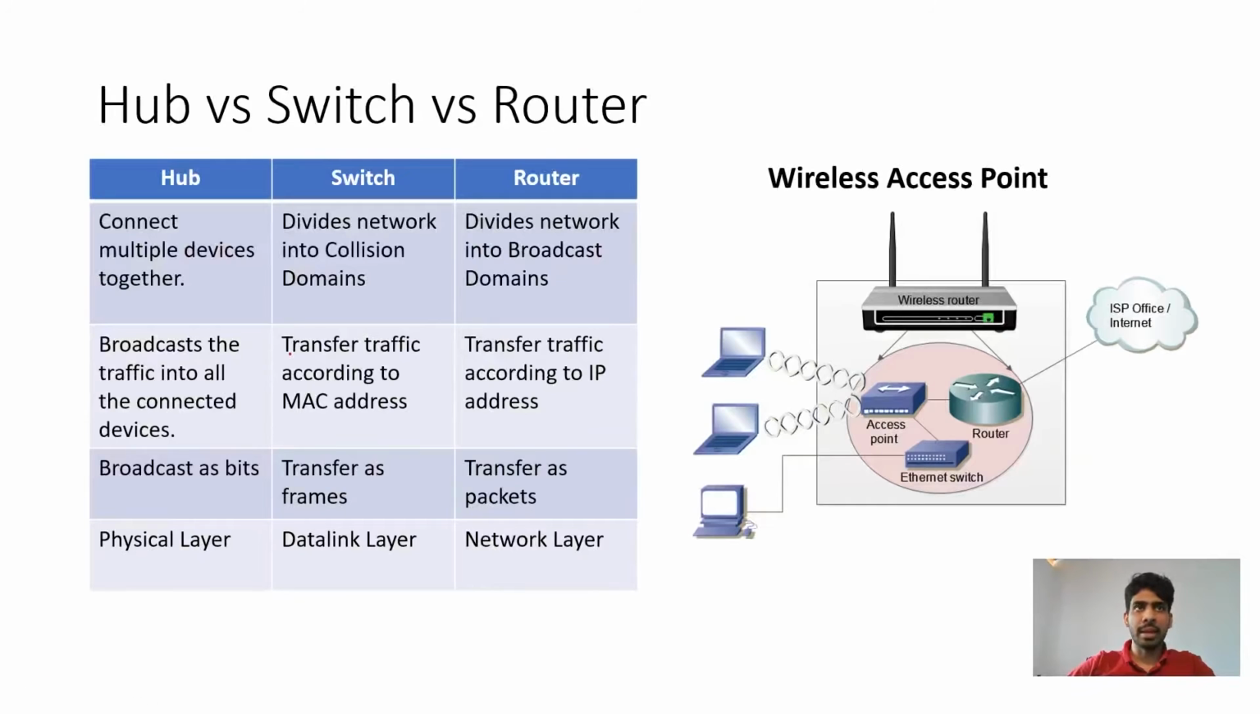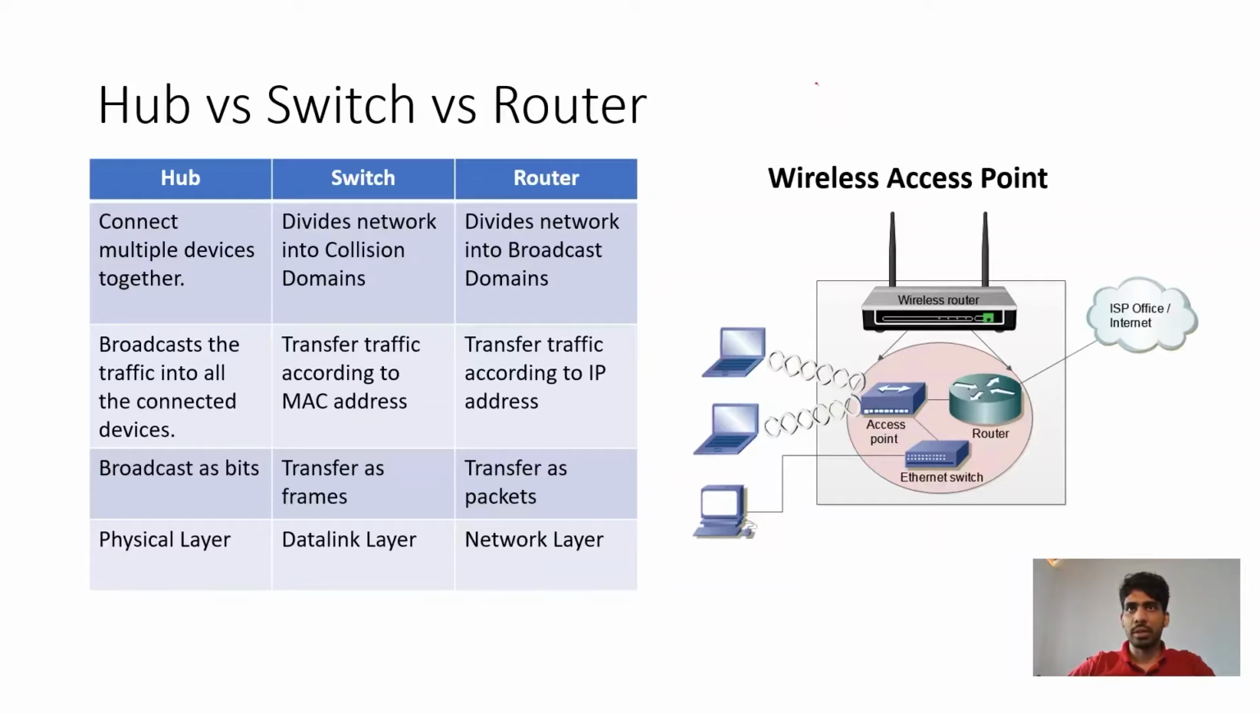In this slide I have compared hub with switch and router. So hub is basically a dumb device, so it can't do any processing. What it does is it just broadcasts the messages it gets. So it works as a broadcasting device without any processing.